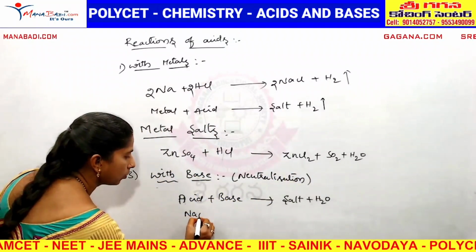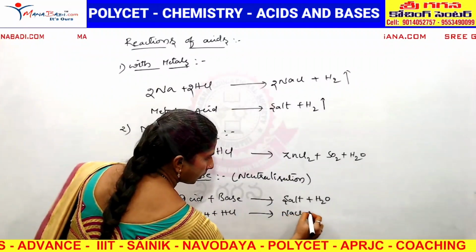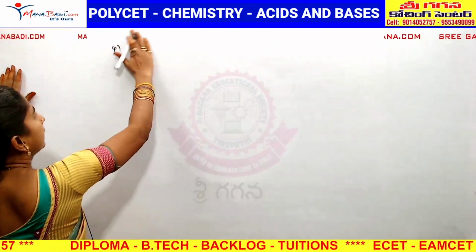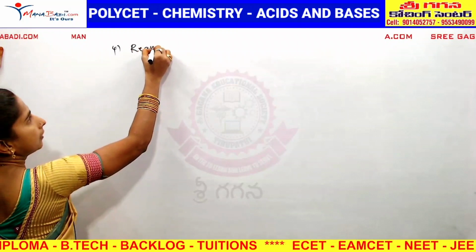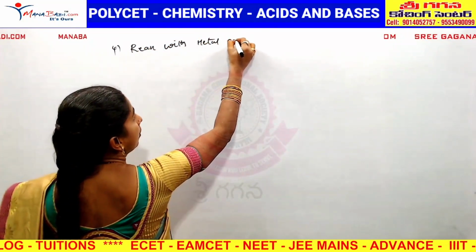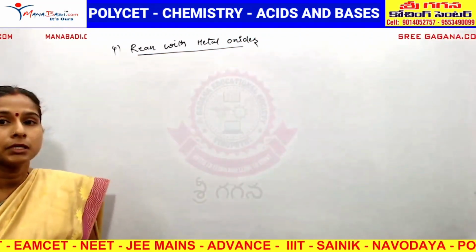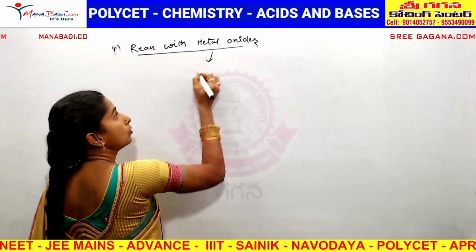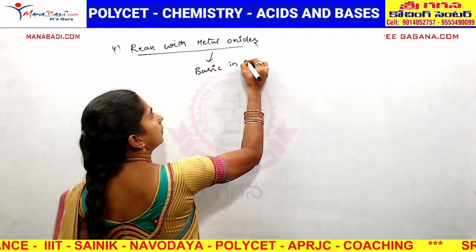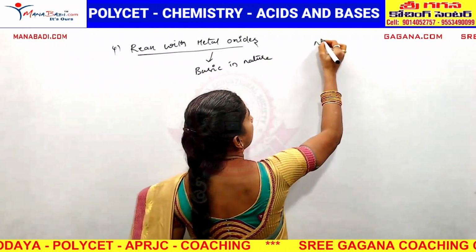Example, NaOH plus HCl gives rise to NaCl plus H2. And reaction with metal oxides. We have one piece of information: metal oxides are basic in nature. We know that metal oxides are basic in nature.